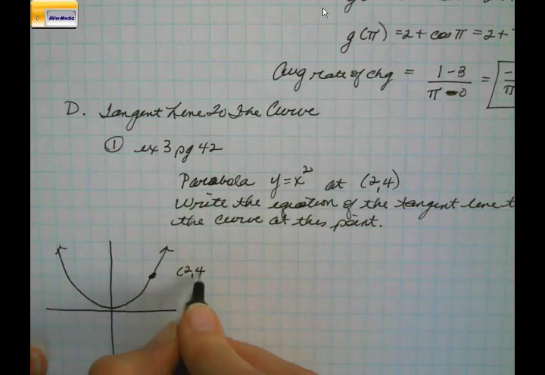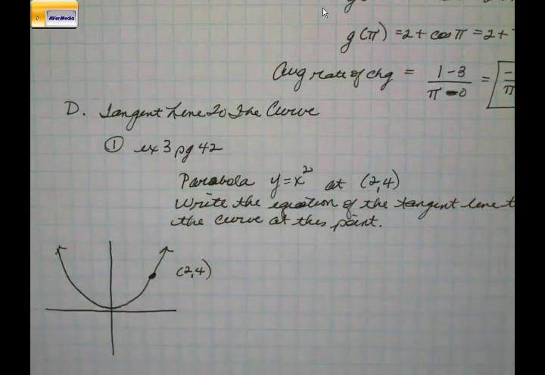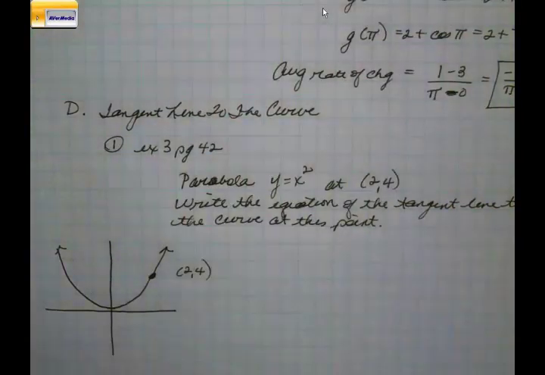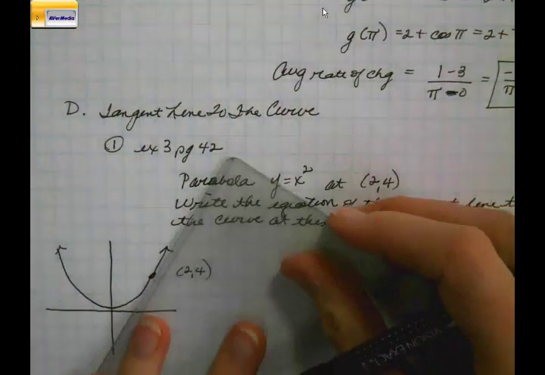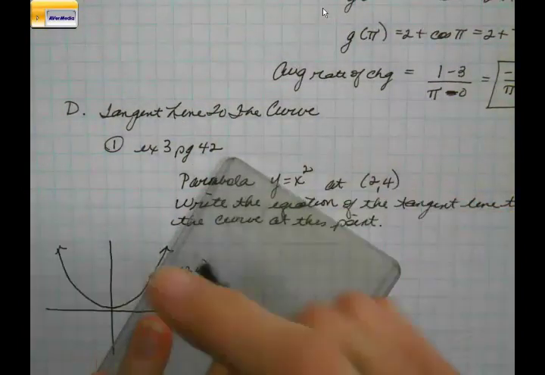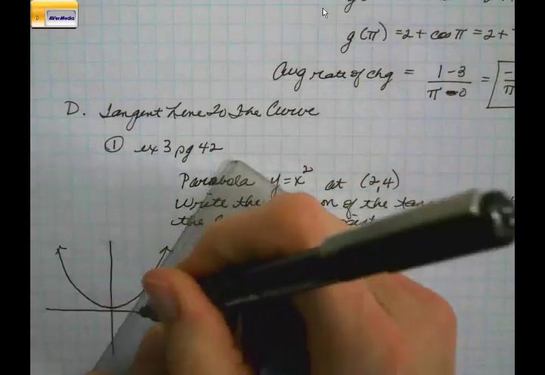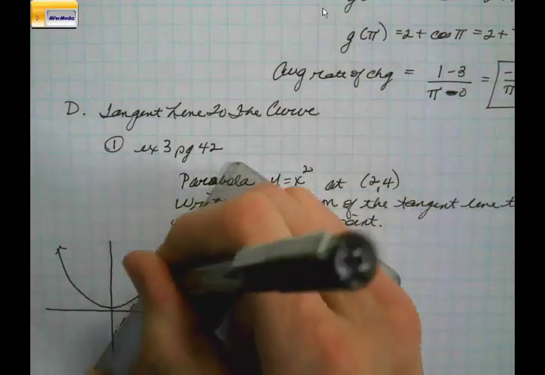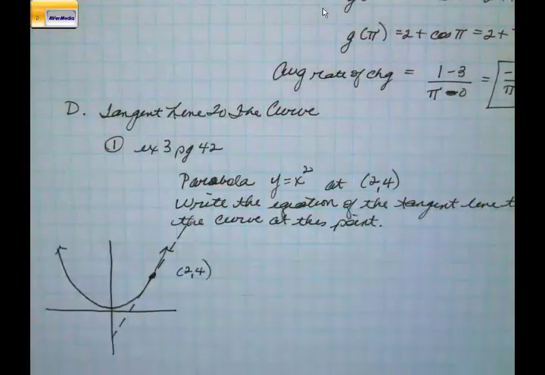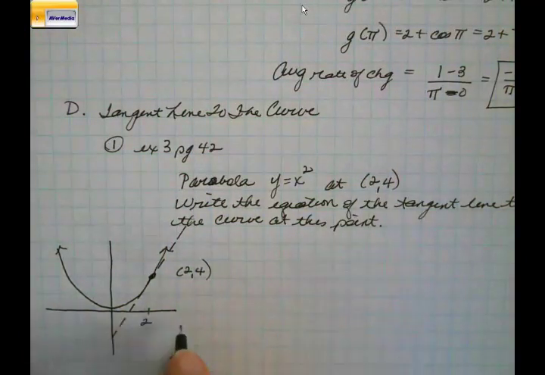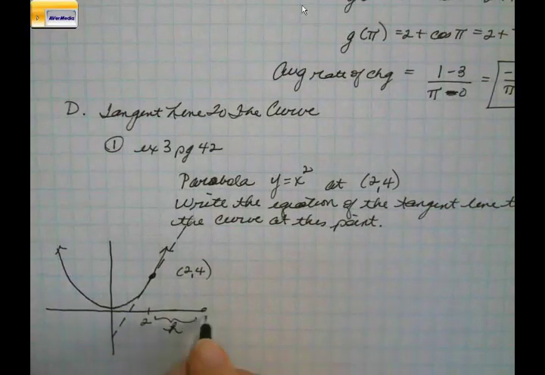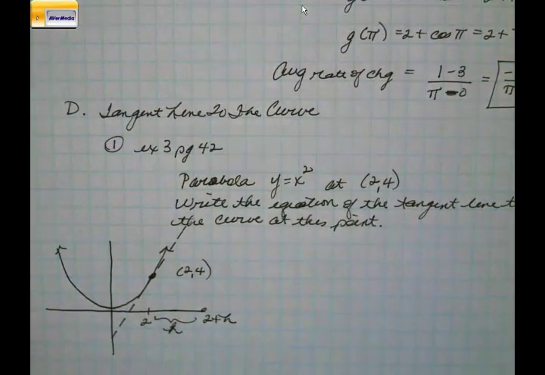Then what they wanted me to do is write, okay, the question is, write an equation for the tangent to the parabola at this point. Write the equation of the tangent line to the curve at this point, because every tangent line is different all along the curve, at every point on the curve. Okay, so what in the world's going on here?